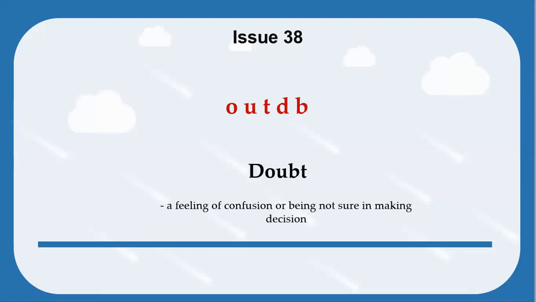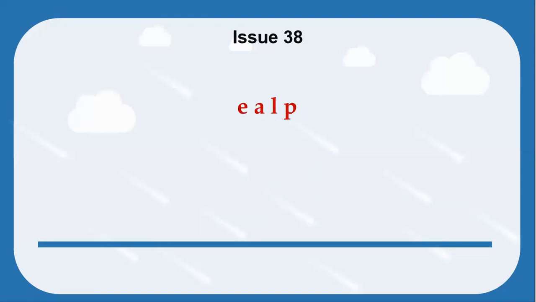Doubt. Yes, that's right. Correct reading. Okay, please spell. D-O-U-B-T. Okay, that's correct. How about the definition? I don't know. Okay, that's fine. Please read. A feeling of confusion, or being not sure in making a decision. Okay, can you say confusion again? Confusion. So confusion means you're not sure. So doubt. I doubt. Next.